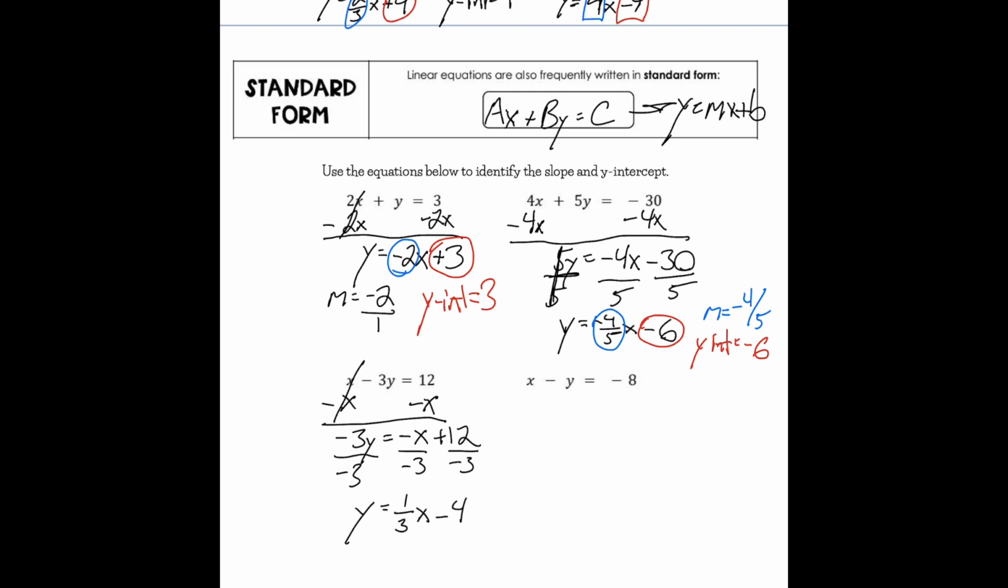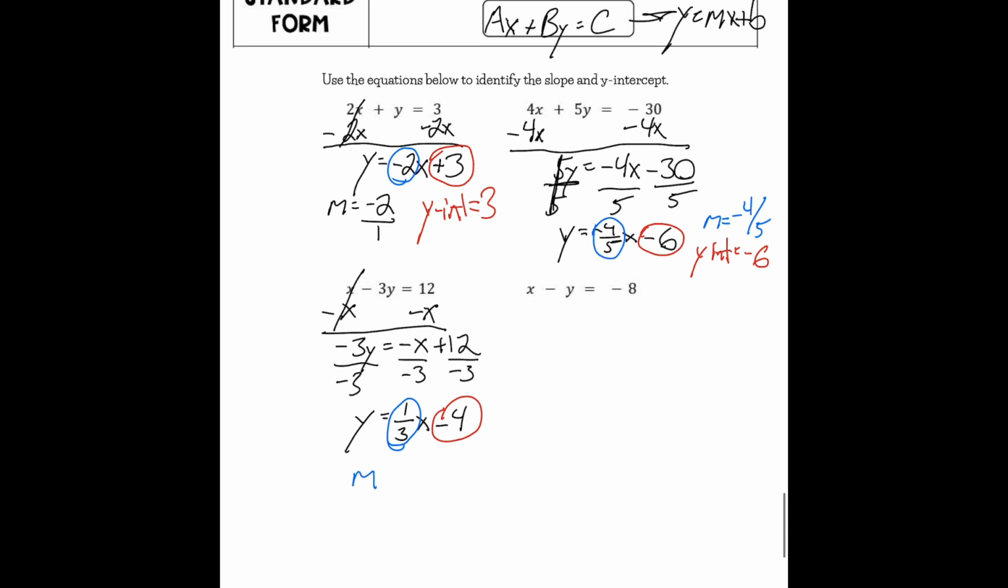Great, now I can identify my slope and my y-intercept. My slope equals 1 over 3. My y-intercept equals negative 4.